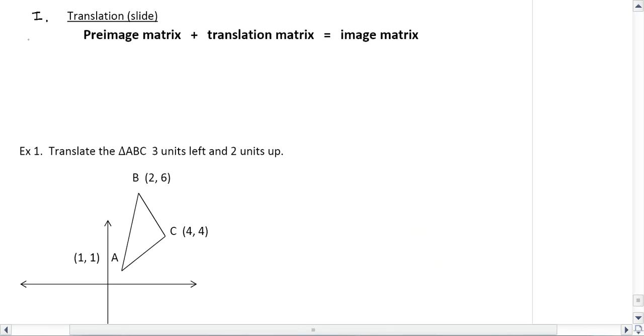Okay, Roman numeral 1, the first transformation we're going to talk about is the slide. This is in bold print here. This is like the formula. Take the matrix that is the initial, the pre-image, the XY, and then we'll add to that the translation matrix, which we have to create, and that will give us our image matrix.